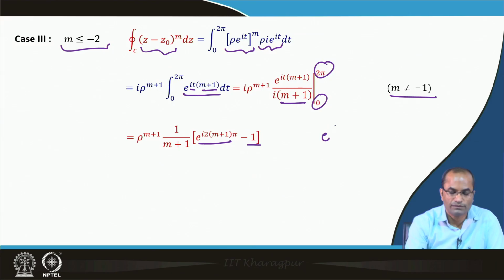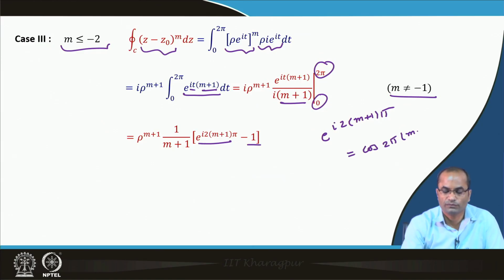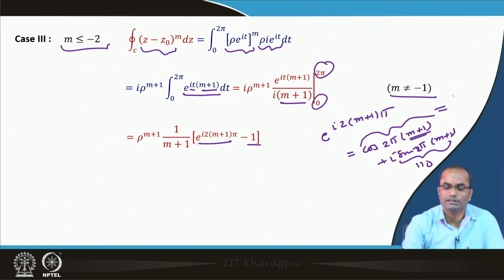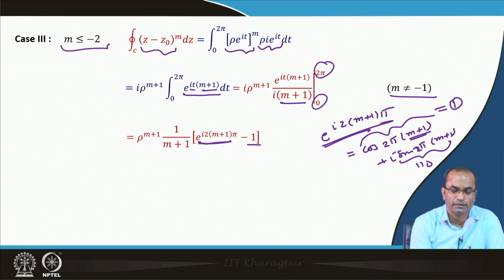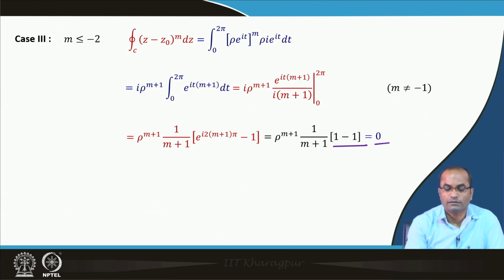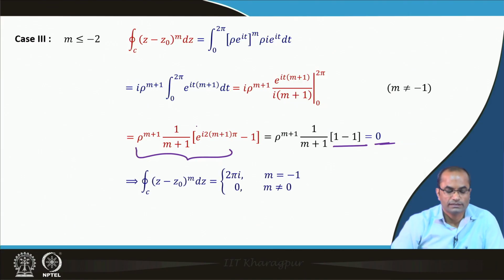So, note here we have I and 2 m plus 1 pi, that means the cos of 2 pi times m plus 1 plus I sin of 2 pi times m plus 1. So, this sin 2 pi is going to be 0, the cos of 2 pi with an integer here is going to be 1. So, this value is going to be 1 and then minus 1. So, we will get 1 minus 1, which is 0 there. So, the value of this integral when m is less than or equal to minus 2 is coming to be 0.